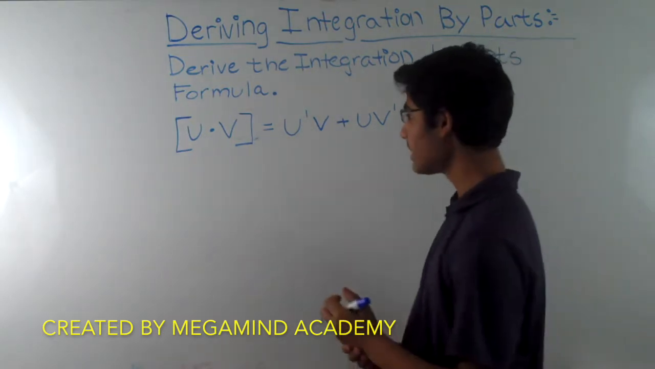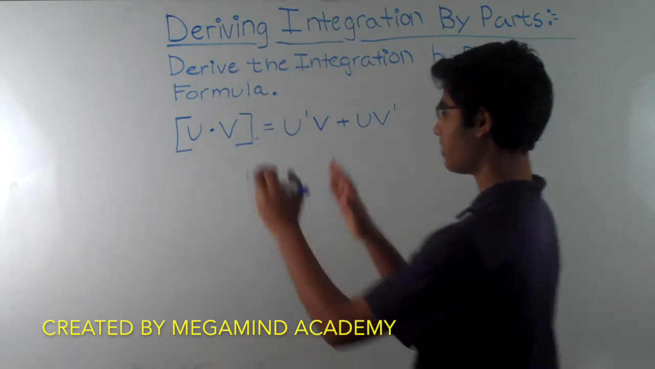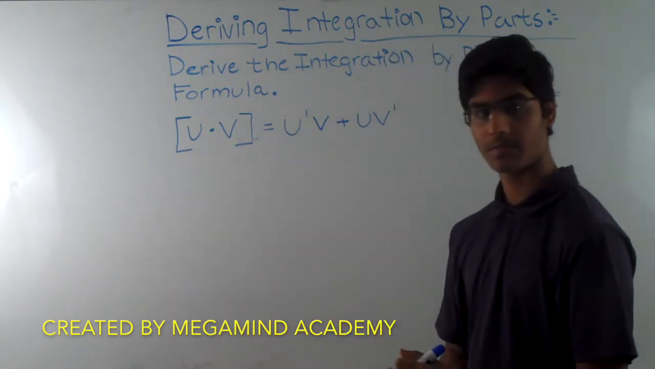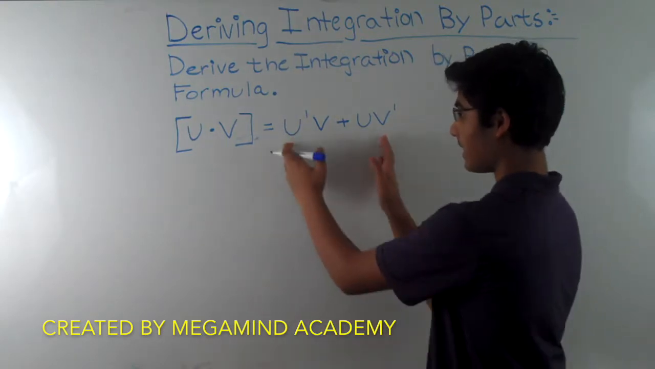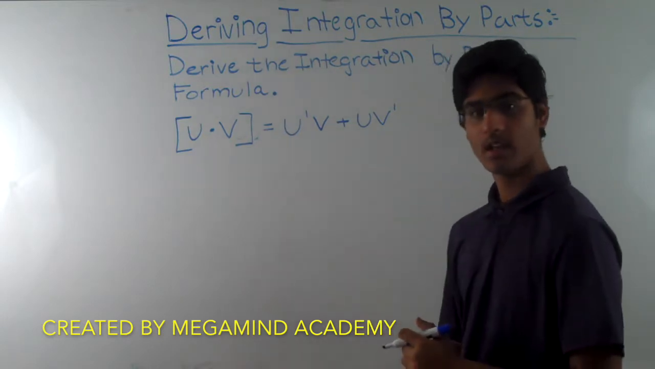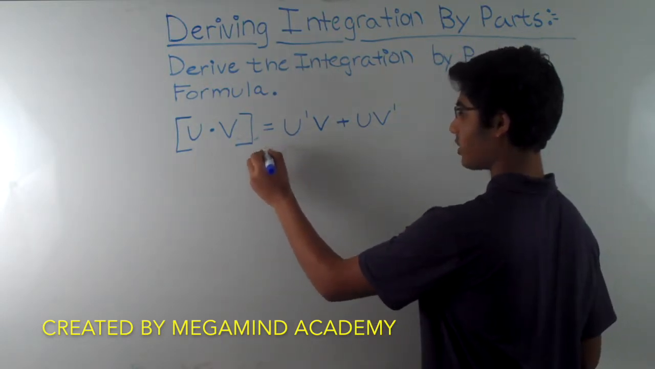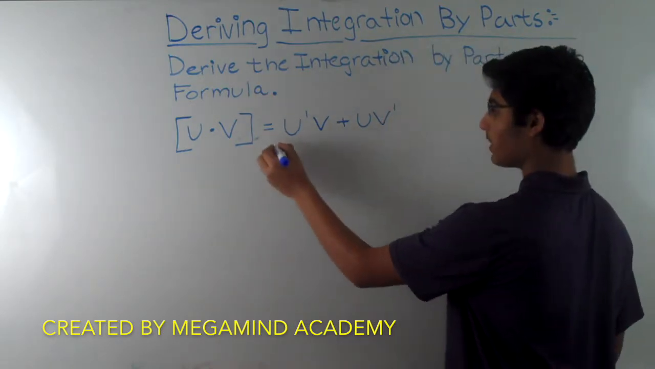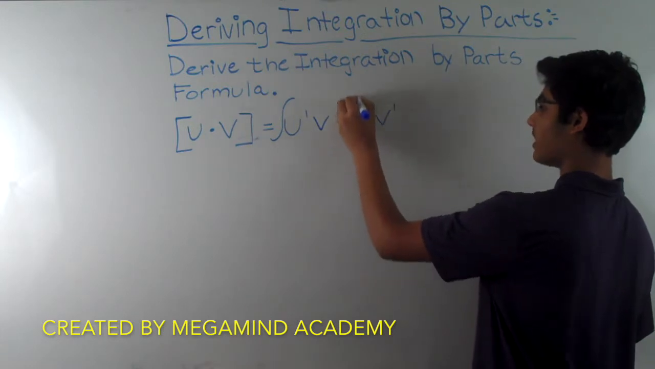Now, let's say that we wanted to get from this side to this side. So what would we do? We know that to get from this side to this side, we would have to find the integral of this side. But before we even do that, let's just put an integral for each term. So we know that the integral of this will be equal to the integral of this part plus the integral of this part.